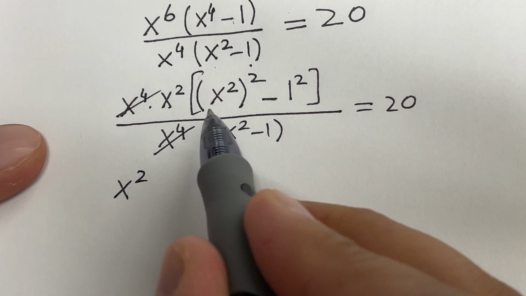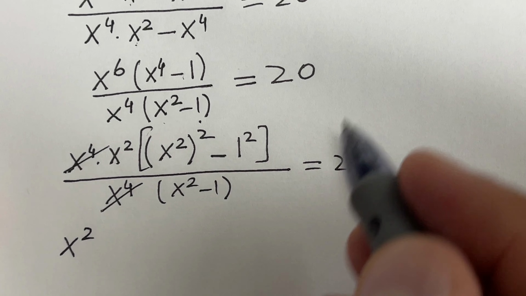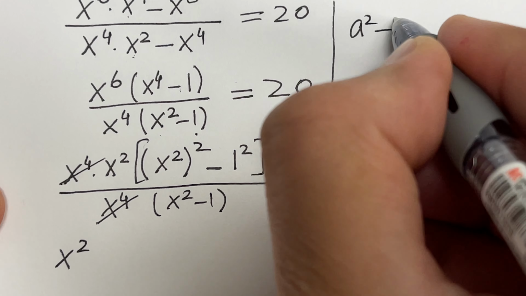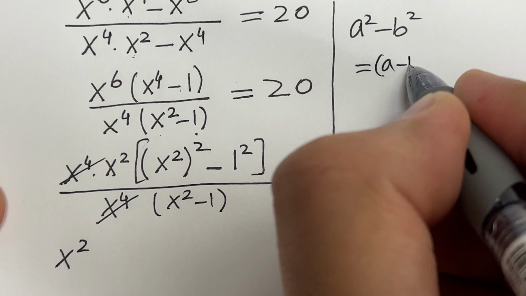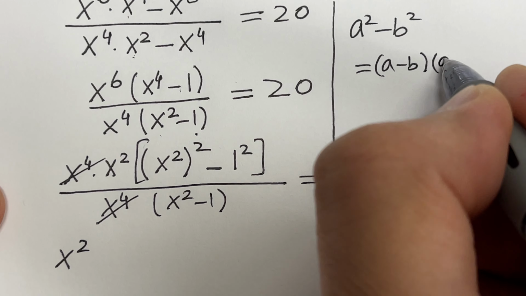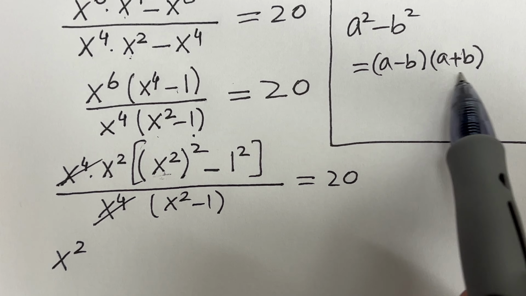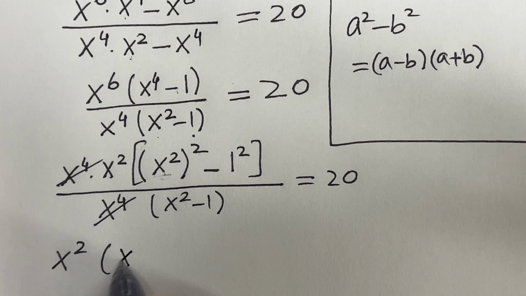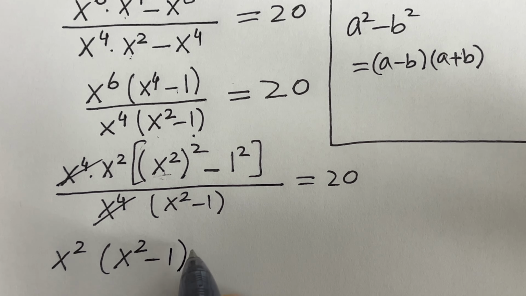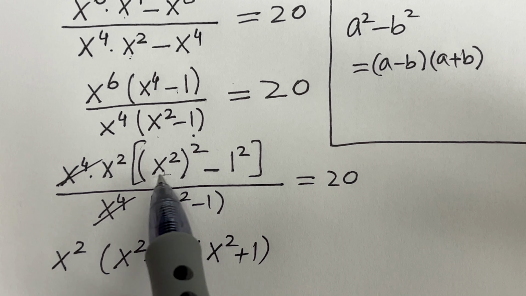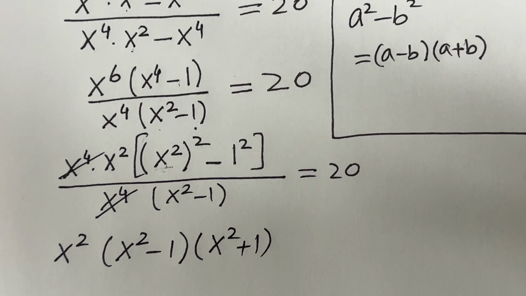So on top I have x square, and now if you look at here, I can use this formula. That formula says a square minus b square is equal to the difference of two numbers times the sum of the two numbers. We have a square, a is here x square, and minus 1 square, so we can write by using this formula this guy as x square minus 1 times x square plus 1. You can think for a while and you can convince yourself that if you use this formula, then this guy can be written into this form.